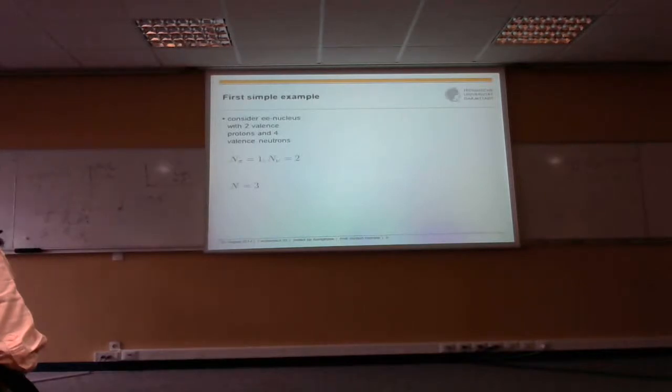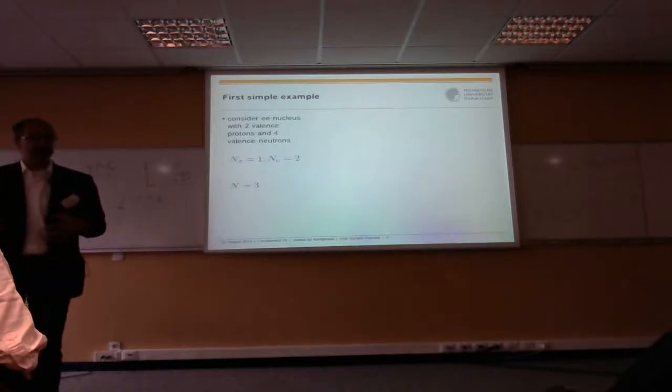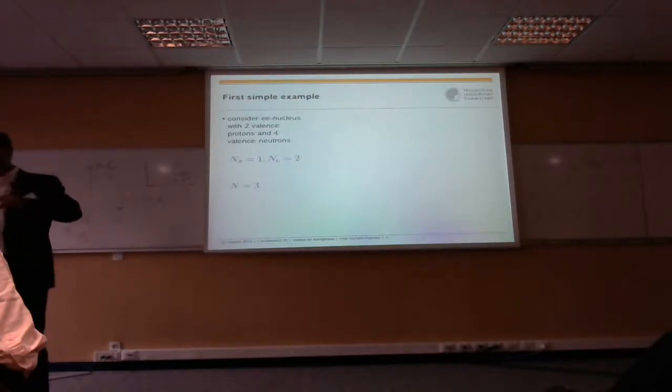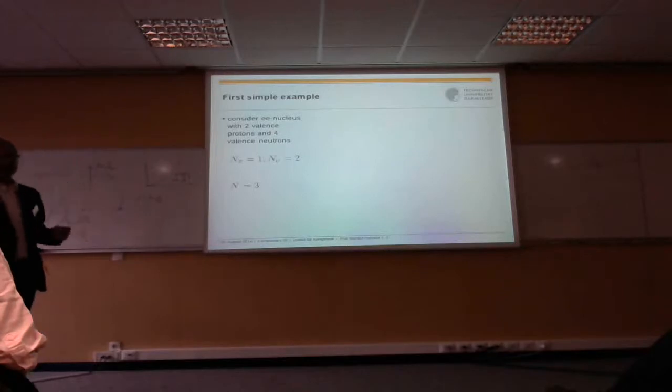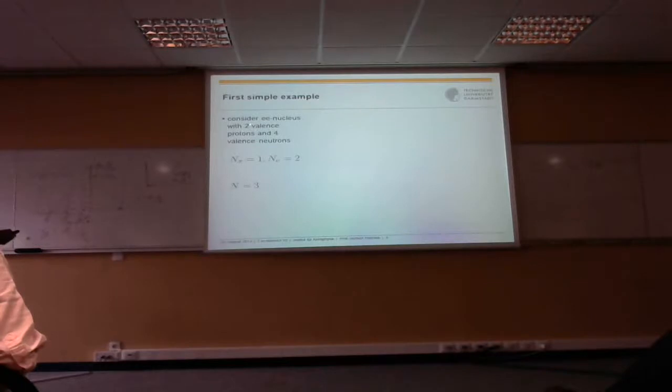Now let's make it very simple. Consider an even nucleus with 2 valence protons and 4 valence neutrons. Think of tellurium-106. So you have 6 particles out of tin-100. So you have 2 protons go from tin to tellurium, and you have 4 neutrons go from tellurium-102 to tellurium-106. So then 2 valence protons make 1 valence proton pair, which means 1 proton boson, and 4 valence neutrons make 2 valence neutron pairs, that means 2 neutron bosons. So you have a nucleus with 3 bosons.